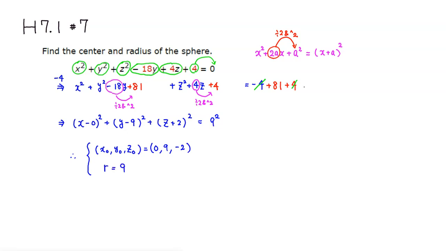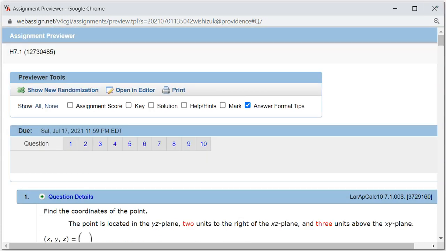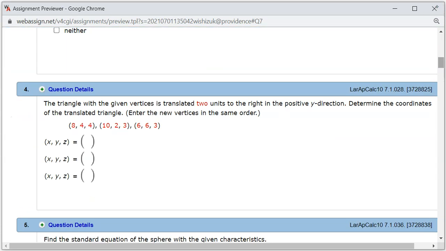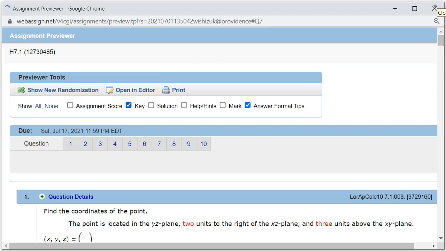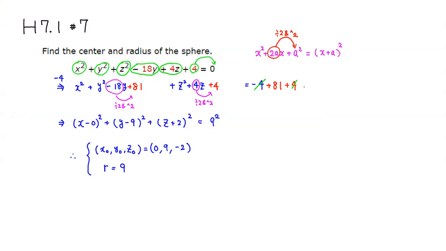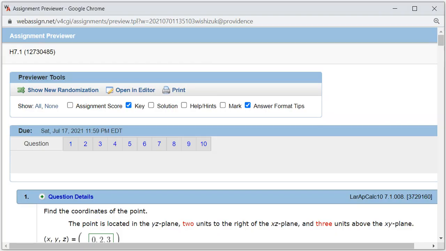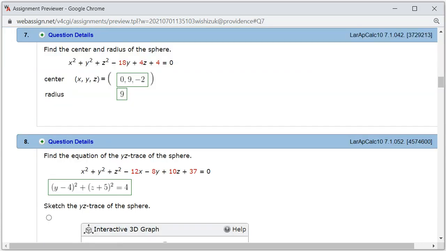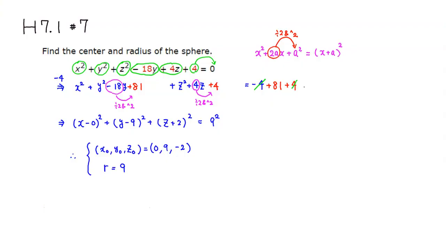Let's check the answer. This was number 7, so let's go to number 7. 0, comma 9, comma negative 2, and the radius is 9. So we got those correctly.